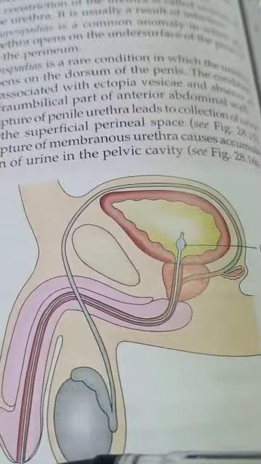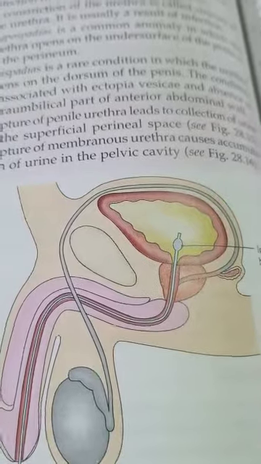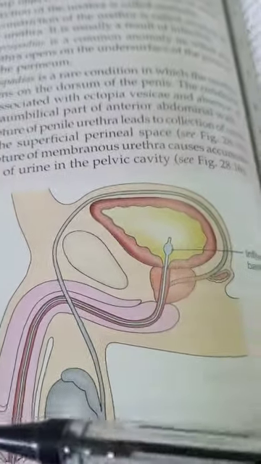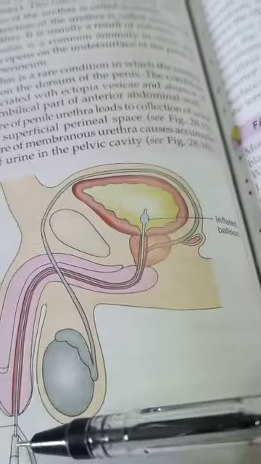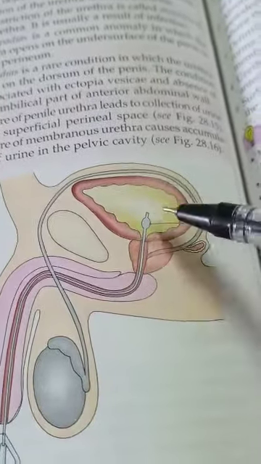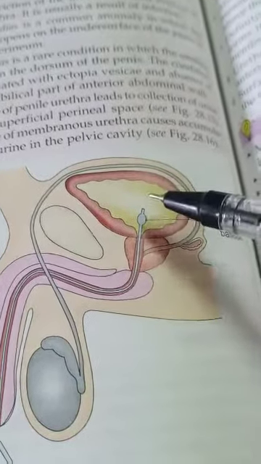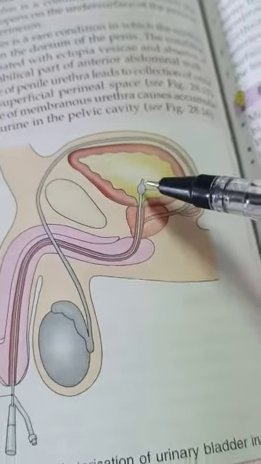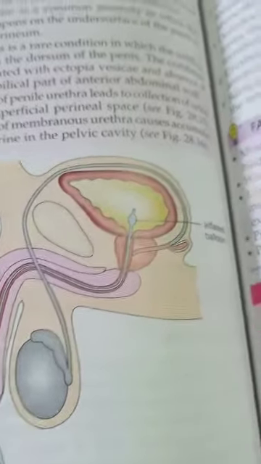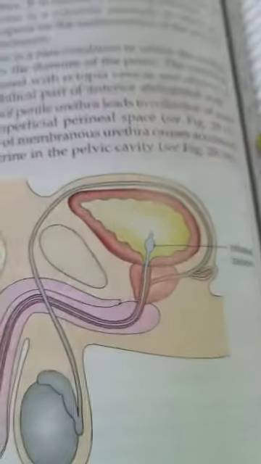When passing the catheter, you should remember the curvatures of the urethra. So like this, they will pass the catheter, a rubber tube, through the urethra until it reaches the urinary bladder. So this is known as catheterization of the urinary bladder. And the infection of the urethra is known as urethritis.